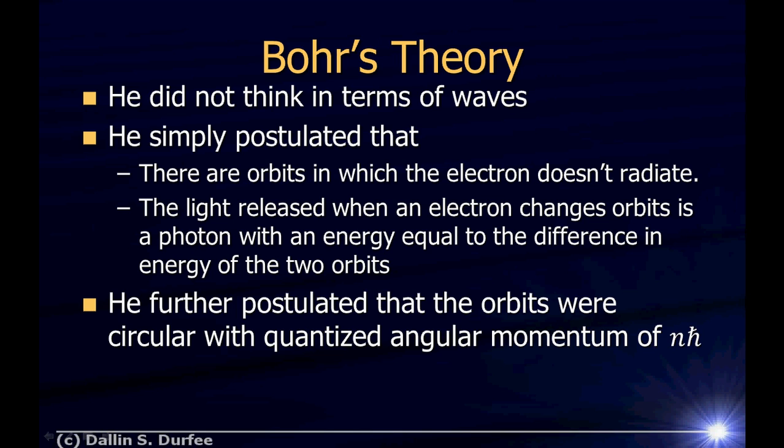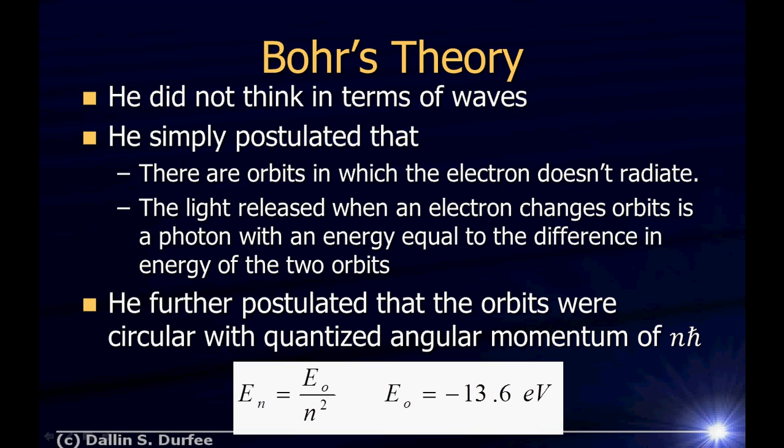All right? He further postulated that these stable orbits were circular with quantized angular momentum of n(h bar). And when you do that, it turns out you find that the energies of the hydrogen atom are just E0 over n squared, where n is just an integer, right? So n labels the different energy levels for your hydrogen atom, and E naught is minus 13.6 electron volts.